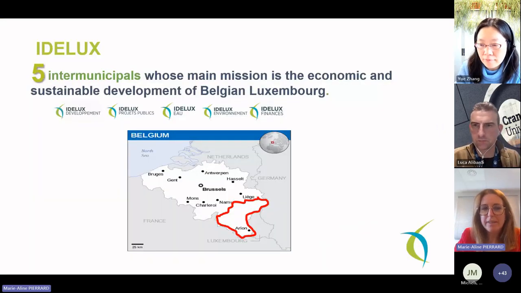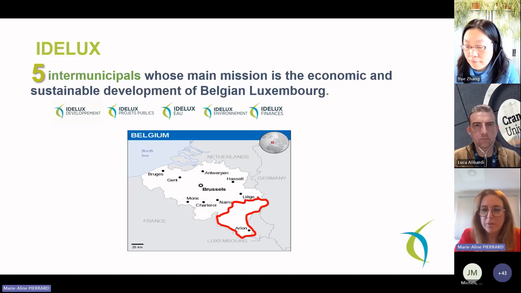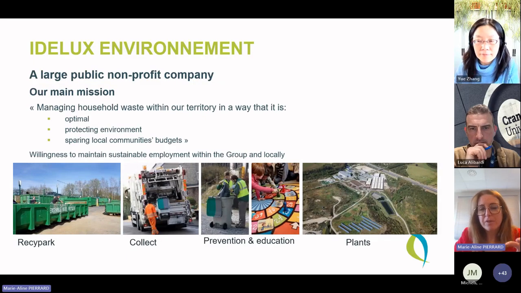Very briefly, we are an intermunicipal that is part of a group named IDELUX, and we are located in the south of Belgium. I drew a red line so that you can picture the territory we are talking about. We are trying to develop this part of the country. This is about 5 different intermunicipals, and the one I am representing takes care of waste. We are a public non-profit company, and our main mission is to manage household waste.